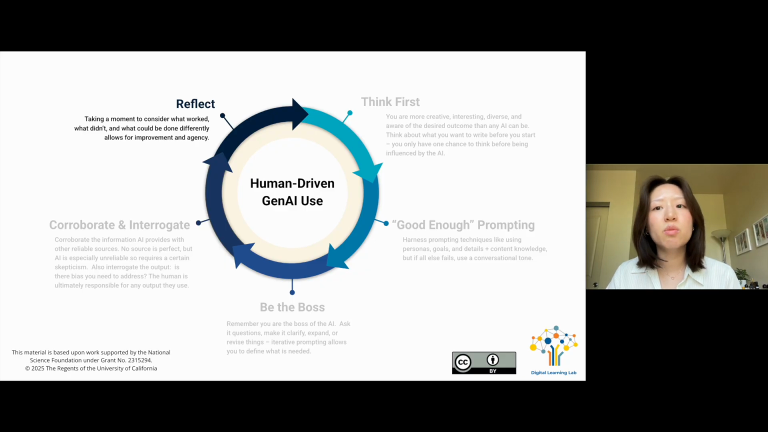Take a moment to consider what worked or what didn't work in your interaction. Did you like using the AI in this way, or did you find it unhelpful? How comfortable did you feel using AI and why? Through careful reflection throughout your AI interactions, you can learn a lot about what works for you and more effectively take ownership of your writing process.